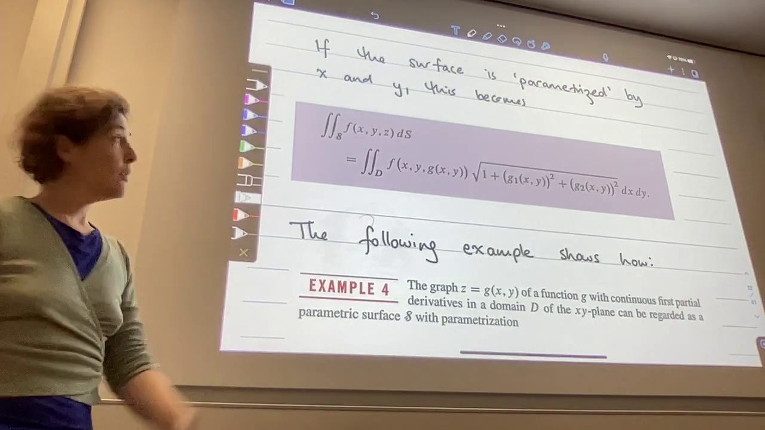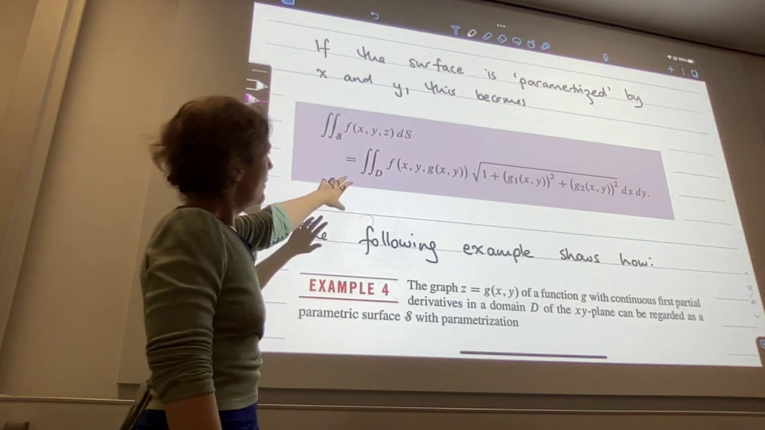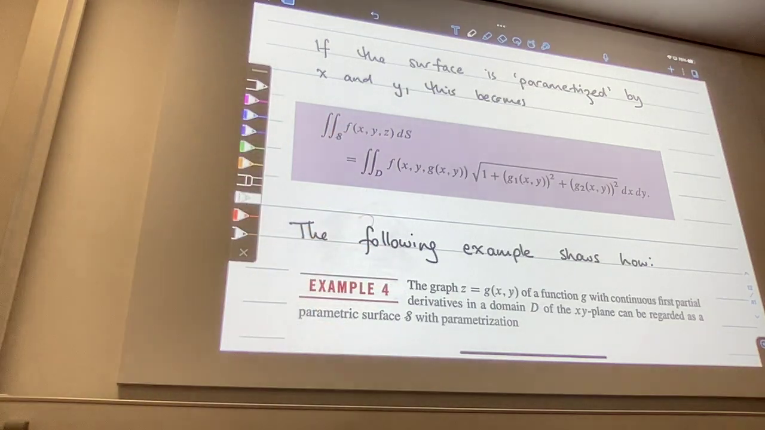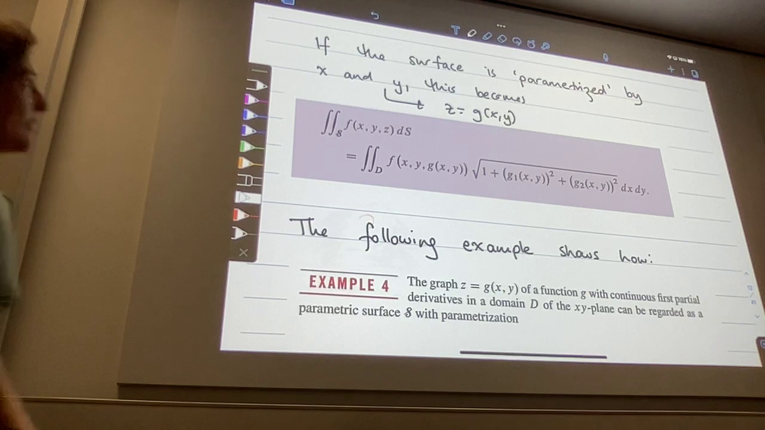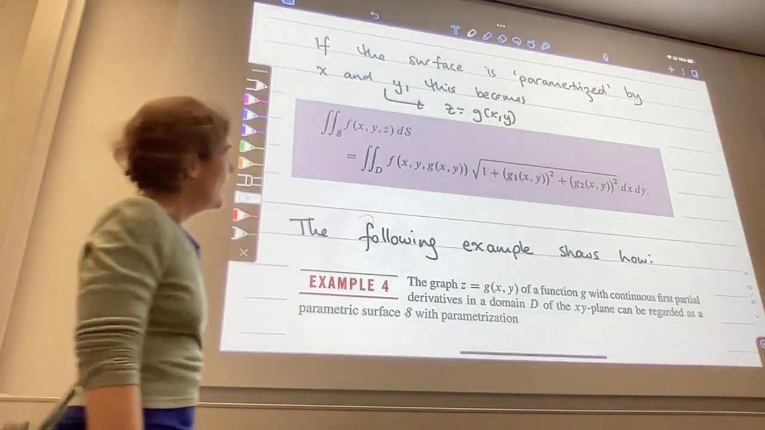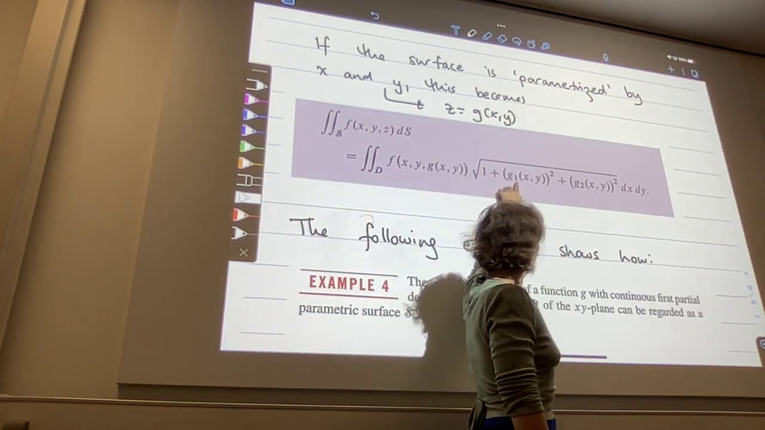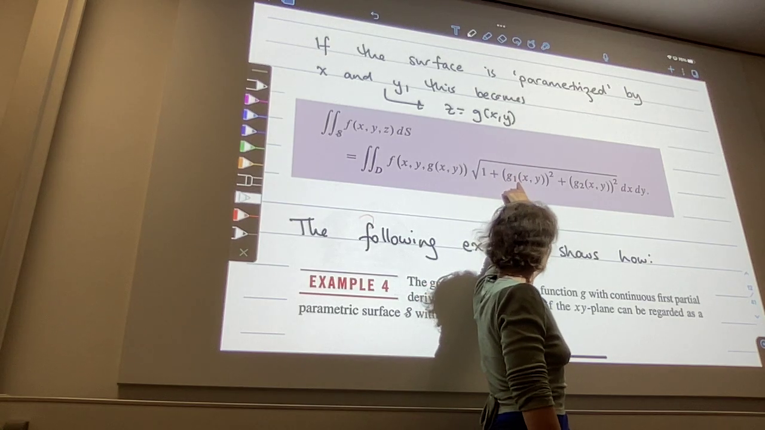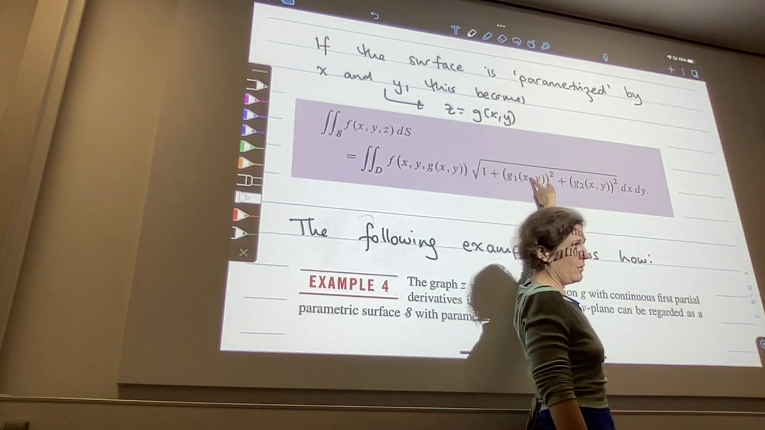So in general, if our surface is parameterized by x and y, so what do I mean by surface is parameterized by x and y? This really means that your z is equal to some g of x y rather than g of u v. Then we saw this in the equation that we had. Now here, this is g with the derivative of g with respect to x in this case and y here. So these subscripts are referring to partial derivatives.